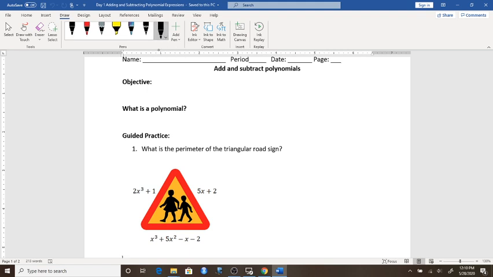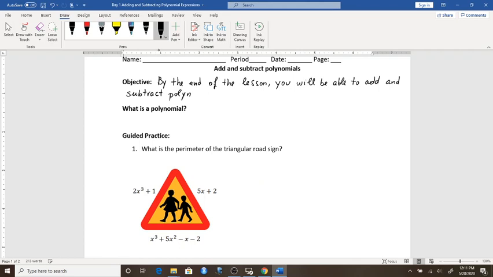Alright, so the objective for today is: by the end of the lesson you will be able to add and subtract polynomial expressions by combining like terms.